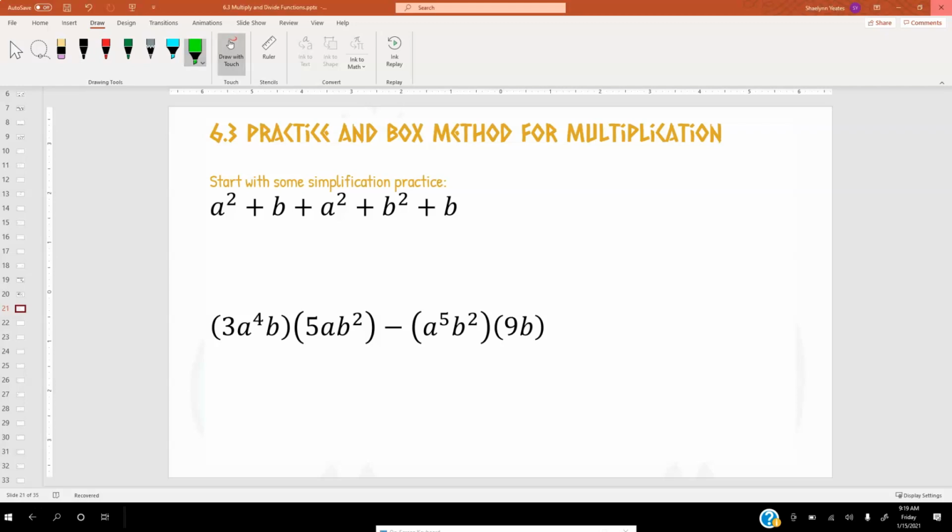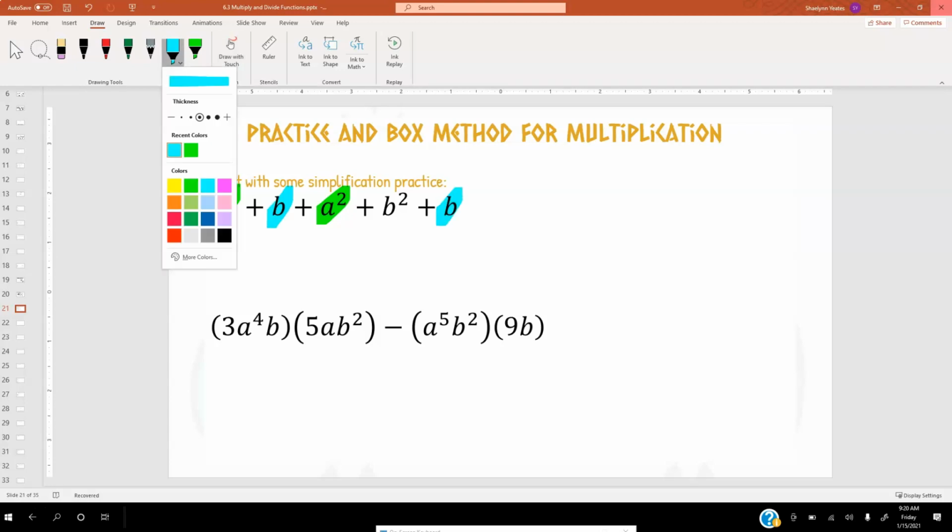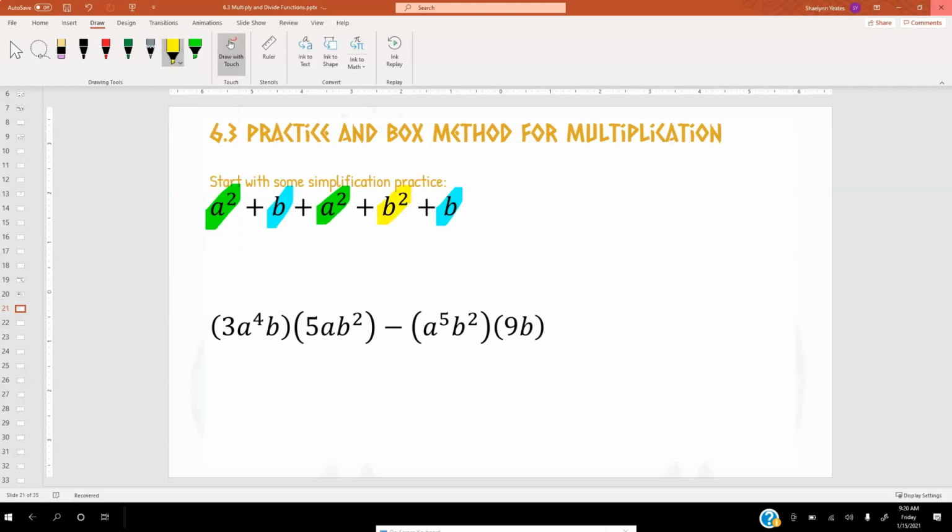So the first thing you need to know is you can only combine like terms. So here I have an a squared and a squared, but I have no other a squareds. Then I have 1b and 1b, but no other b's. And then I need to notice that I have a b squared that's all by itself.